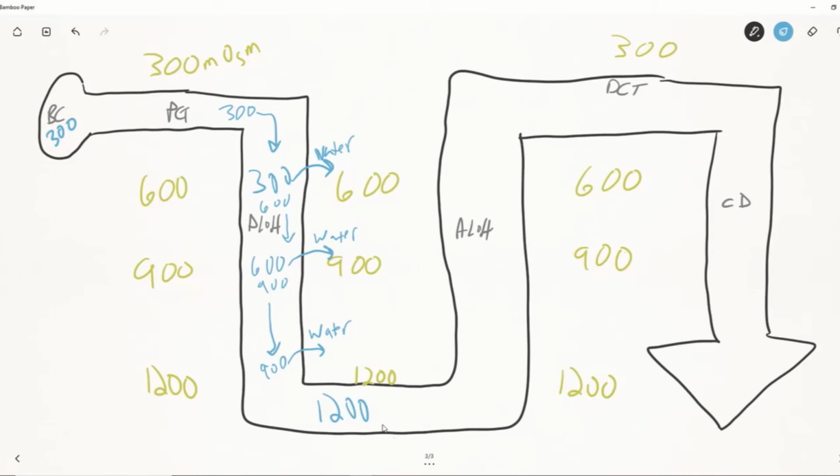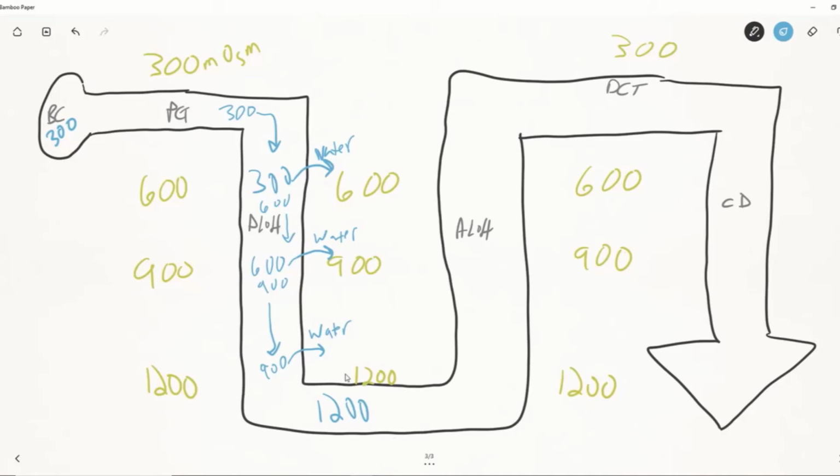So, that leads to a couple of problems. One, every time water is reabsorbed, it goes out here into the interstitium. And if we keep adding water to the interstitium, what's that going to do to the interstitium? It's going to dilute it until eventually the osmolarity of the interstitium is going to be 300, all the way down, even into the deepest points in the medulla.